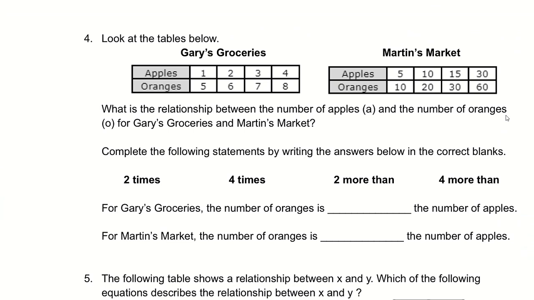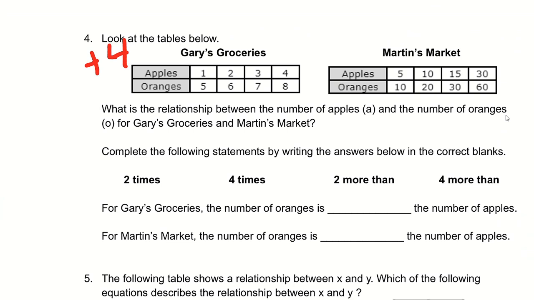All right, so it looks like we got to find what's the relationship. If you had 1 apple in Gary's grocery store, then there's how many oranges? 5. Then 2 apples and then 6. So are you adding or multiplying there? Adding. So it looks like plus 4 here. Yes. It works on all of them. 3 plus 4, 4 plus 4.